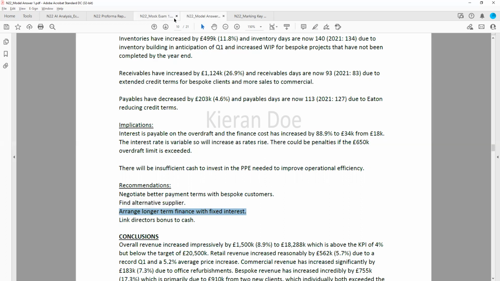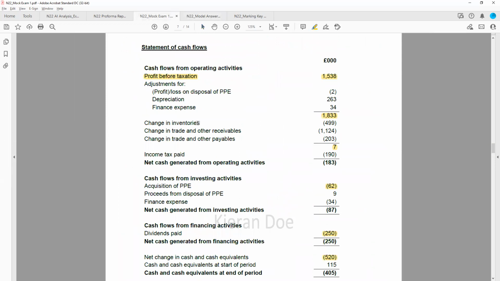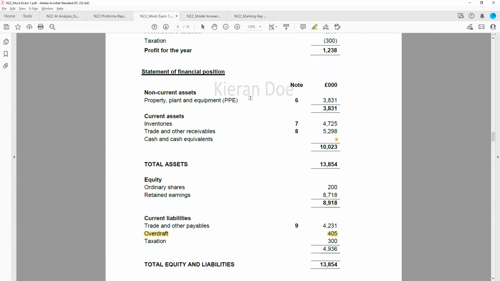This is a healthy, profitable business. It's just that the way that they're trading with customers, like bespoke customers that are having longer payment terms, the business is growing. It just needs some investment in working capital. You can see they haven't got any debt on the SFP. So they could arrange a long-term finance loan, fixed interest, probably much lower than the rate they're getting on an unsecured overdraft.